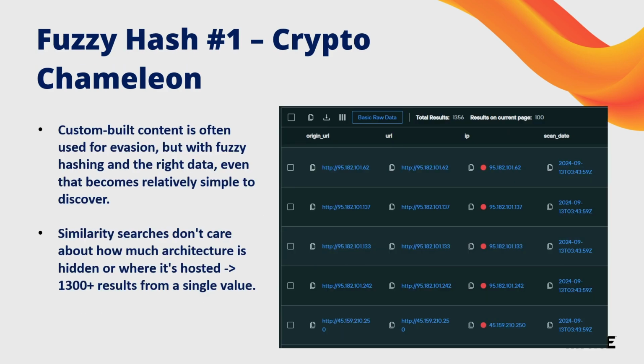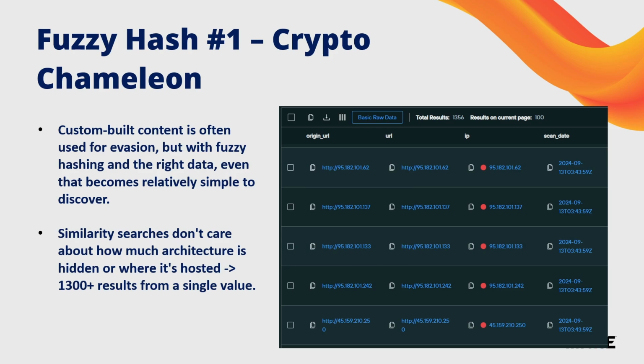Now, one of the things that they do is they have their custom-built content, right? And that's great for evasion from a lot of different security products or a lot of different ways that threat hunting has been done in the past. But with fuzzy hashing, it becomes relatively simple to discover because they're not changing enough. They still need, like I mentioned earlier, it to be close enough that it's going to fool somebody. It needs to be similar enough to that page. And if it's similar enough to that page, we can find it.